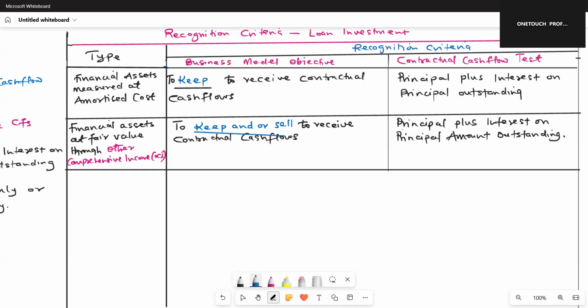Okay, so take note of these terms. At amortized cost, you use the term to keep. At fair value through OCI, use the term to keep and sell, to keep and or sell. Did you get it? Okay. So the difference is that amortized cost keeps up to maturity. Fair value through OCI also keeps though, but also has an intention of selling at any time before maturity. Do you see the difference?